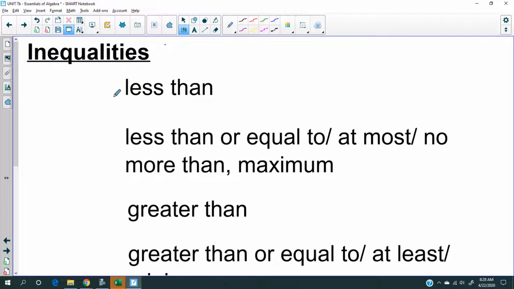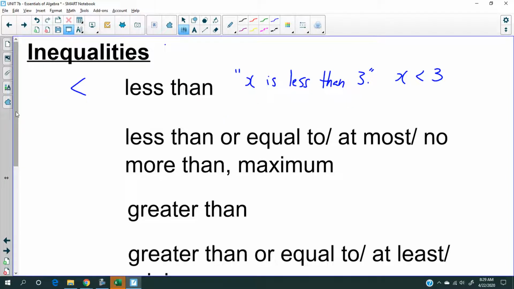So inequalities, less than, how do you write that sign? Right here, like this. For example, if we say x is less than 3, the symbol would be written as x is less than 3. We'll talk about graphing in a second. So write this down: less than.